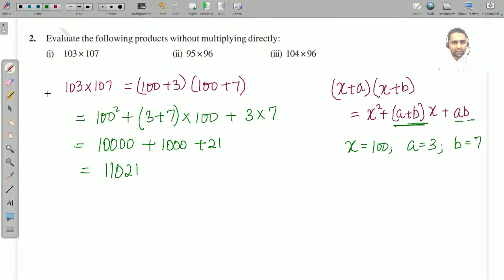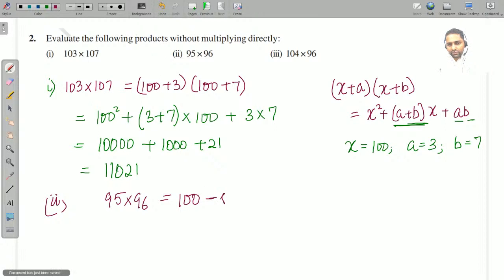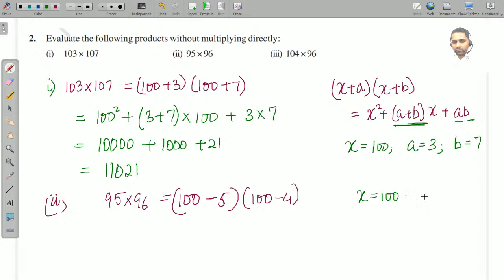Alright. I'm going to solve the next one now. It says 95 times 96, which is nothing but 100 minus 5 times 100 minus 4. Here you have to identify what is x, that is 100. What is a, that is negative of 5. What is b, that is equal to negative of 4. Don't forget the signs.